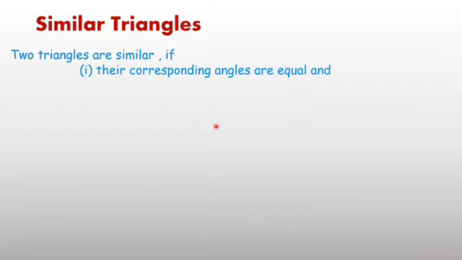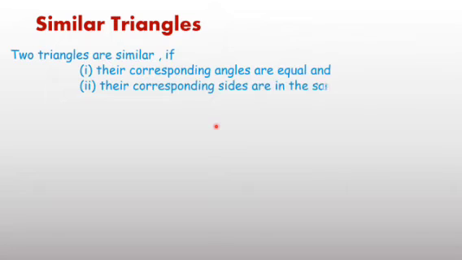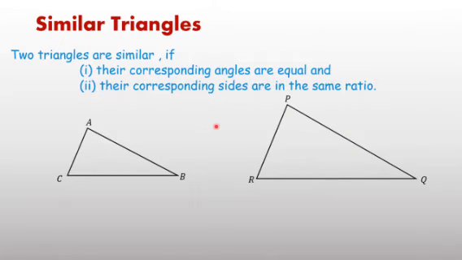If two triangles are given and they are similar, it implies their corresponding angles are equal and their corresponding sides are in the same ratio. Here the main important part is that you should know the meaning of corresponding angles and corresponding sides. Which sides of two triangles are known as corresponding sides, and which angles of two triangles are known as corresponding angles?